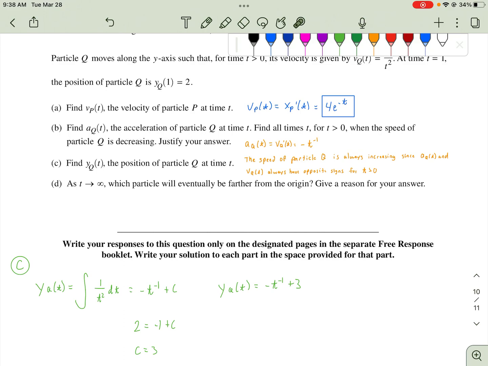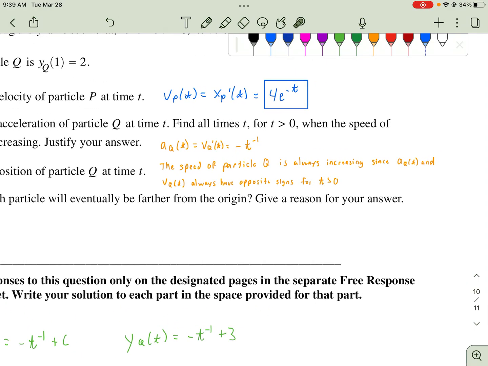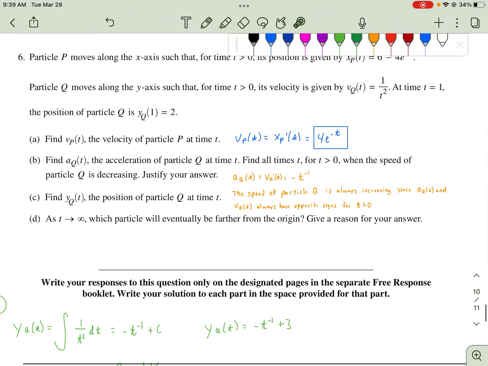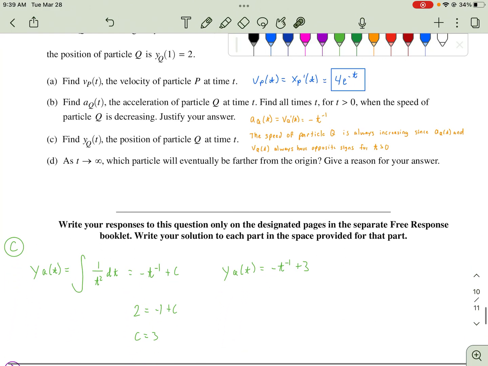But speed is decreasing when velocity and acceleration have opposite signs. But the speed of particle Q is always increasing, since the acceleration is always going to be negative, and the velocity, which is this, is always going to be positive. So that means the speed is always increasing, because the velocity and acceleration always have opposite signs.